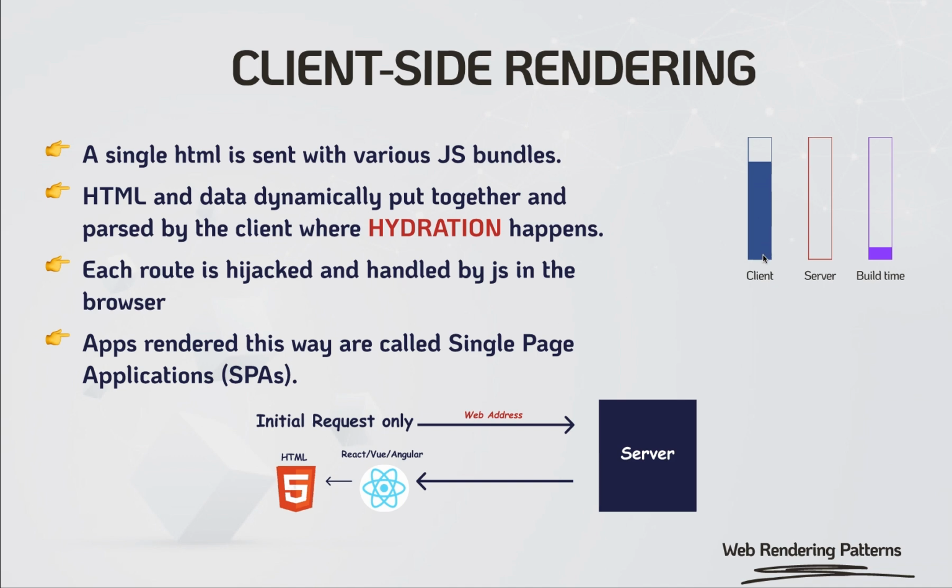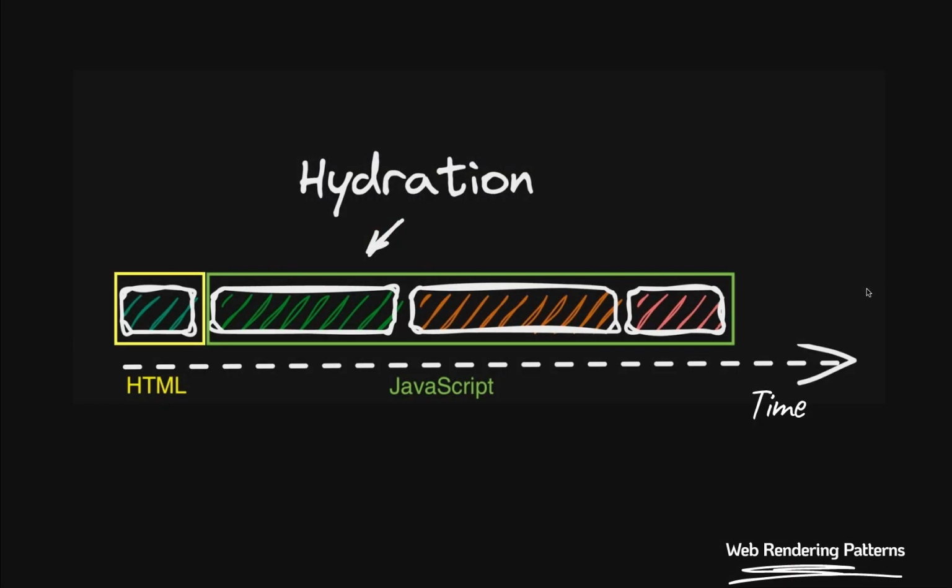And we can see a lot of work is actually being done. Most of the work is done by the clients on the client side, and the server does little to no work, and the remaining work is actually done at build time when you are running the build for production. Now, let's take a minute to talk about hydration.